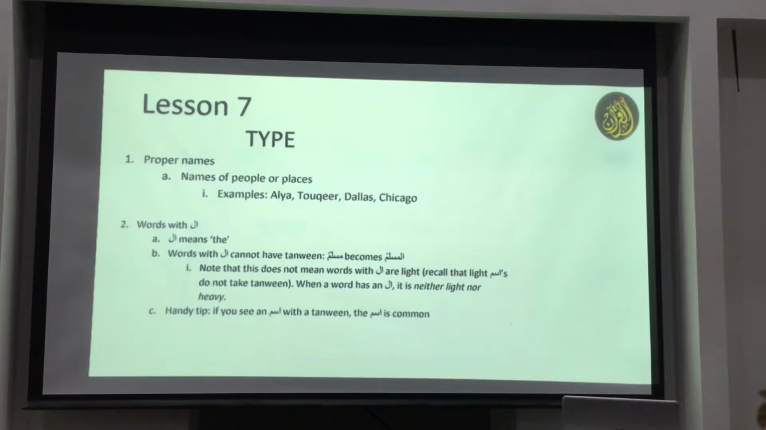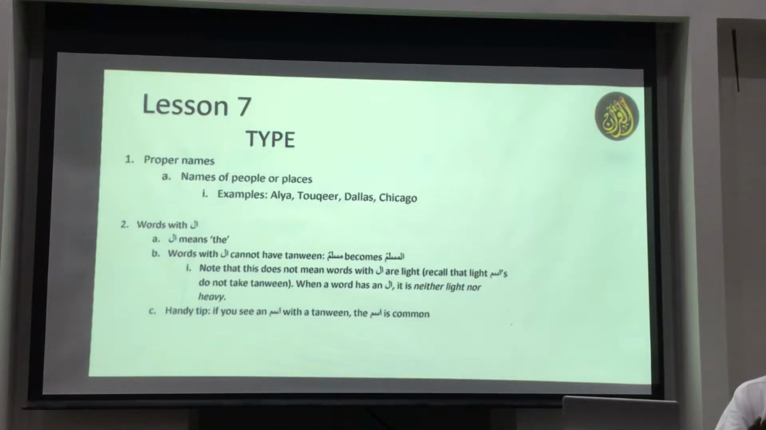One thing you have to remember: when you have al in a word in Arabic, that word cannot have tanween. You cannot say al-muslimun, you cannot say al-musliman or al-muslimin. So al takes the tanween out, but it doesn't take the noon sound out. If I say muslimuna, what does muslimuna mean? Is it plural or singular? Plural, meaning a lot of Muslims, a few Muslims, more than 2 Muslims, right? So we can say al-muslimuna.